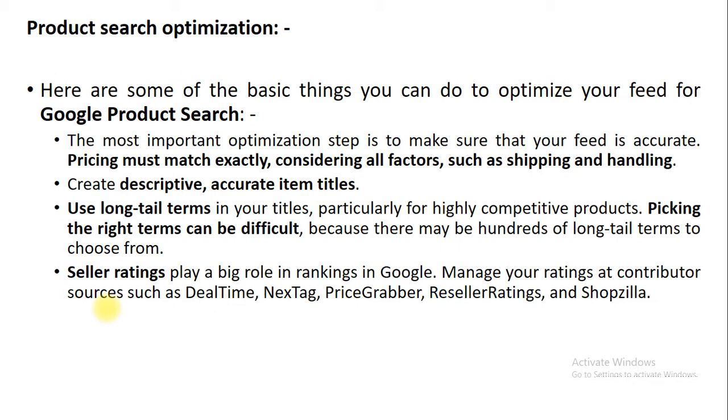So when a customer is going to purchase the product online, at that time you need to mention the shipping detail or return charges, or if any other charges are included, that thing you need to enclose. Number 2, descriptive and accurate item titles. That means when you give the title of item, it must be descriptive, or it must describe the product. Next is called use long terms in the title.